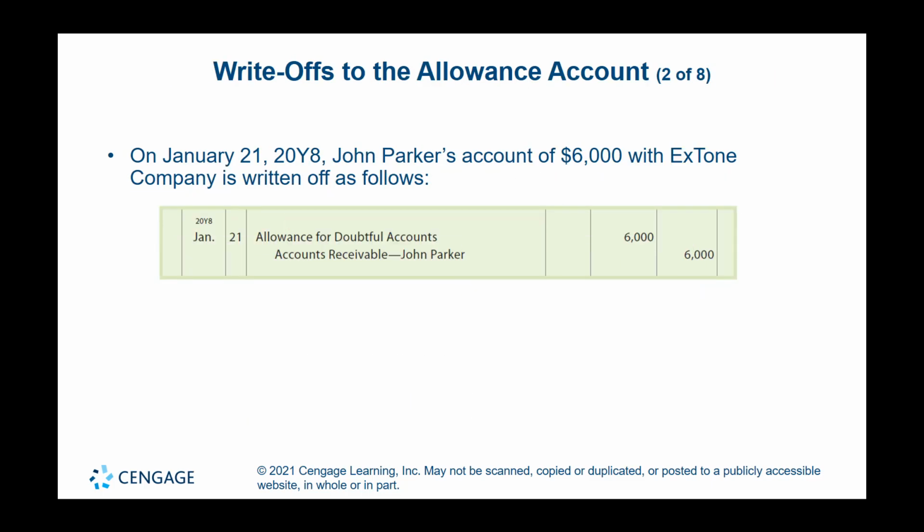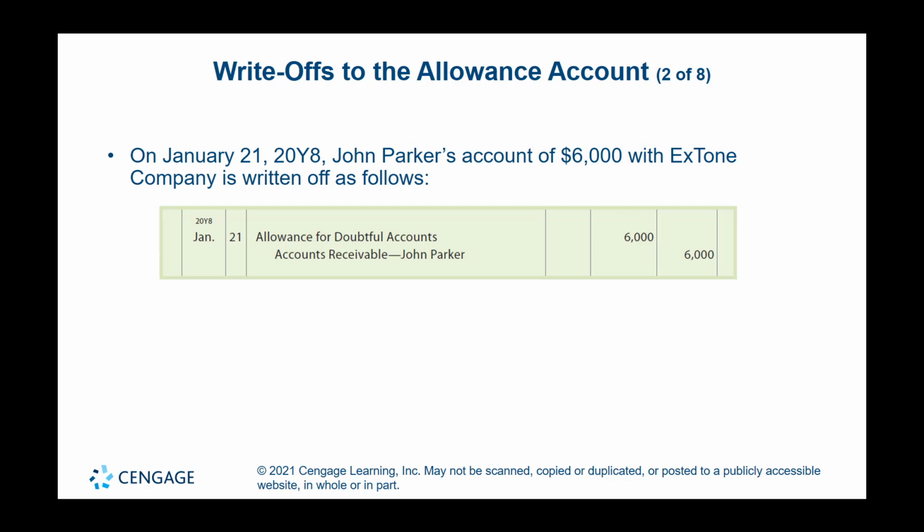That was in December. Now comes January 21st. John Parker's account of $6,000 is written off as follows. A debit to allowance for doubtful accounts. So there was $30,000. Now we're going to use up some of that $30,000. We are using $6,000. So we offset before a credit balance, now a debit balance to reduce the $30,000 to then $24,000 as the ending balance after this journal entry.